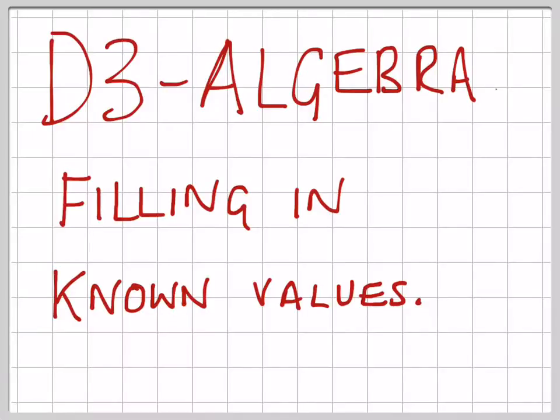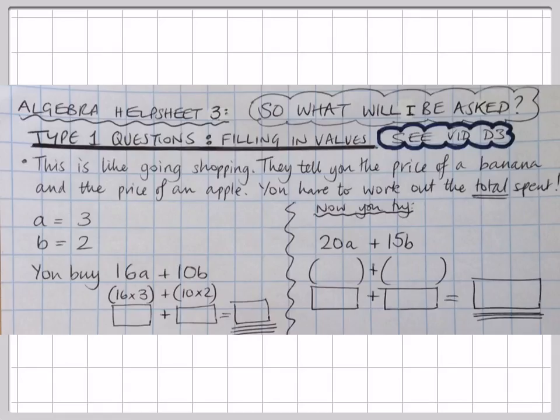Right, now we're on to filling in known values into equations that we're given. Known values because they tell you what the actual value of a letter is and you have to work out a total. Here's the beginning of the help sheet. It says type 1 questions. These come up quite often. Filling in known values, or substituting some people call it.